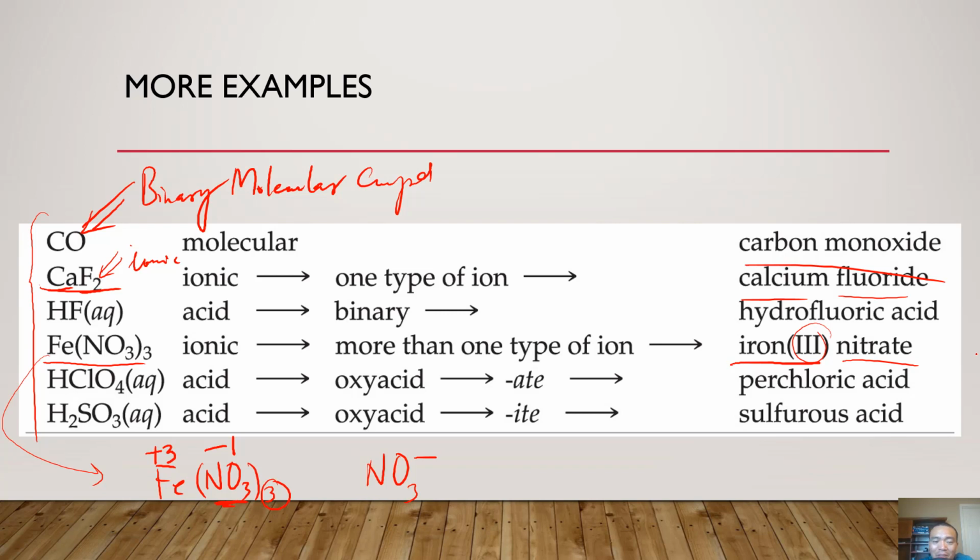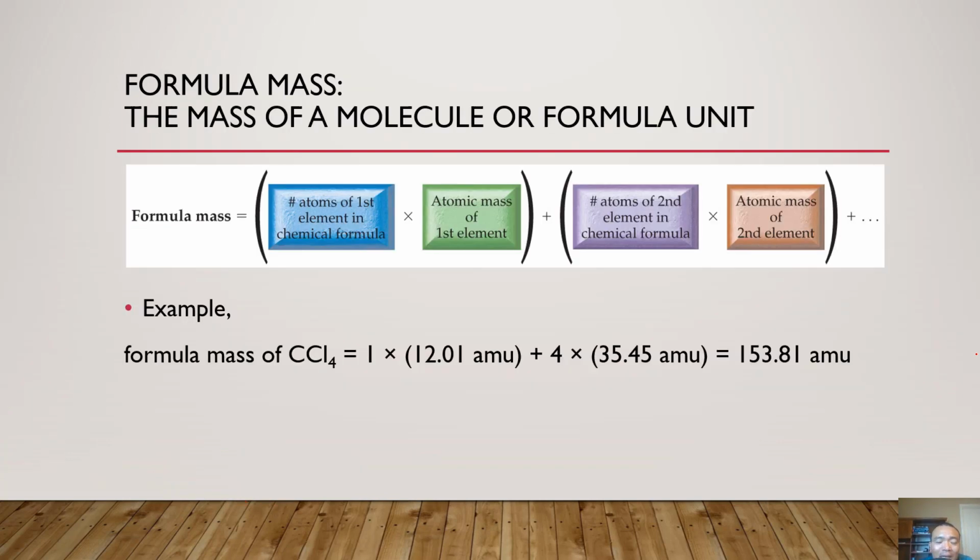All right, and you can look at the other couple of examples which I have already discussed in great detail. Okay, now let's move on to a different topic. Now you know how to write the correct formulas and how to name the formulas. Do we know how to calculate the formula mass? How do you calculate the formula mass? You simply total up all the atomic masses. Then you have the formula mass.